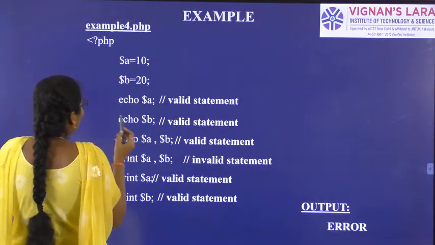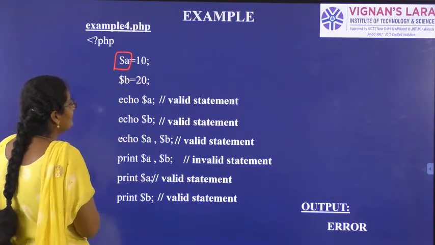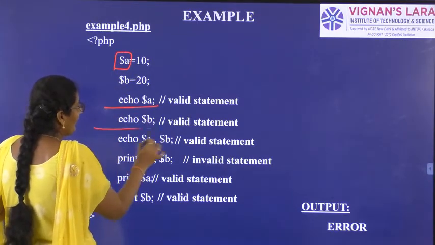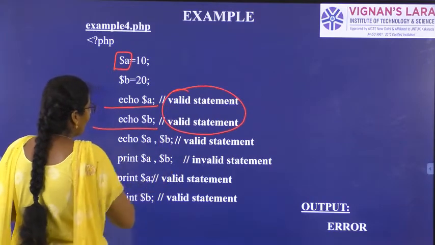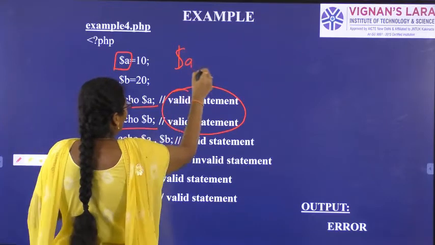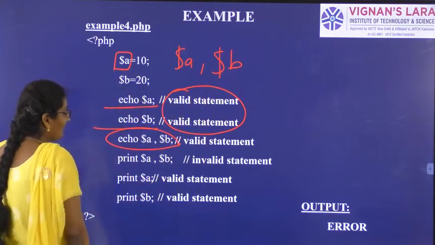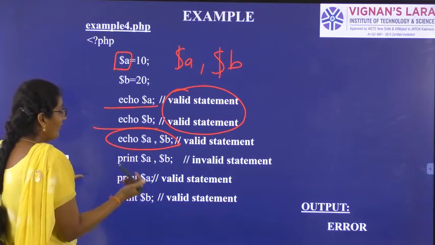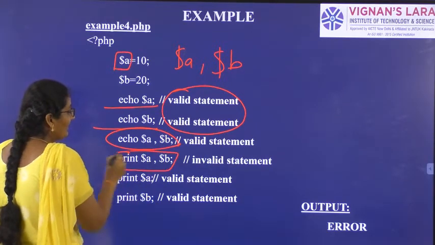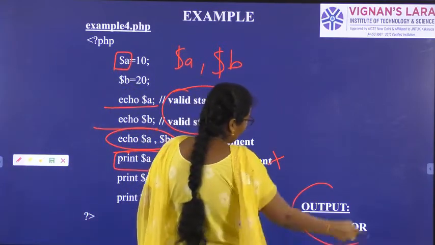If you want to declare a variable, you should declare it with the dollar symbol. So echo $A, $B are valid statements. At the same time, you can declare two variables also, like $A, $B. That is also a valid statement. Instead of echo, you cannot use the word print; that is an invalid statement, and the output will be an error.